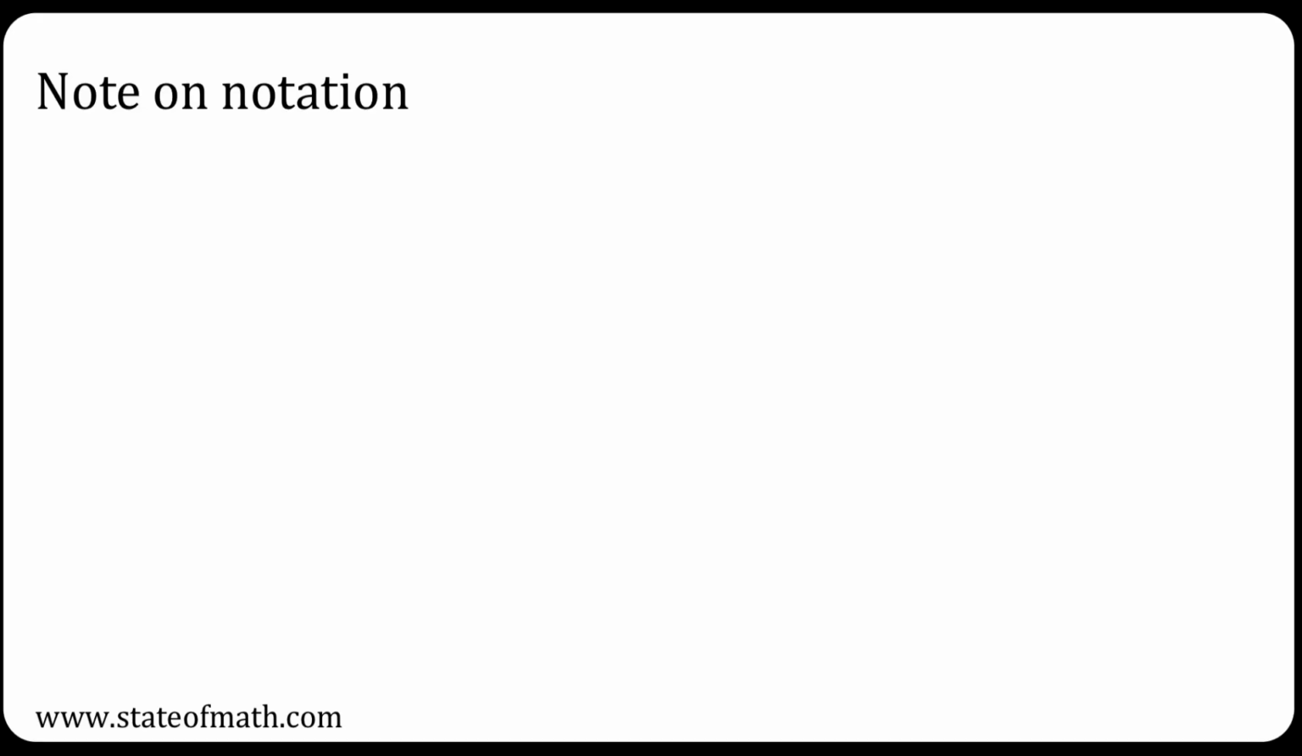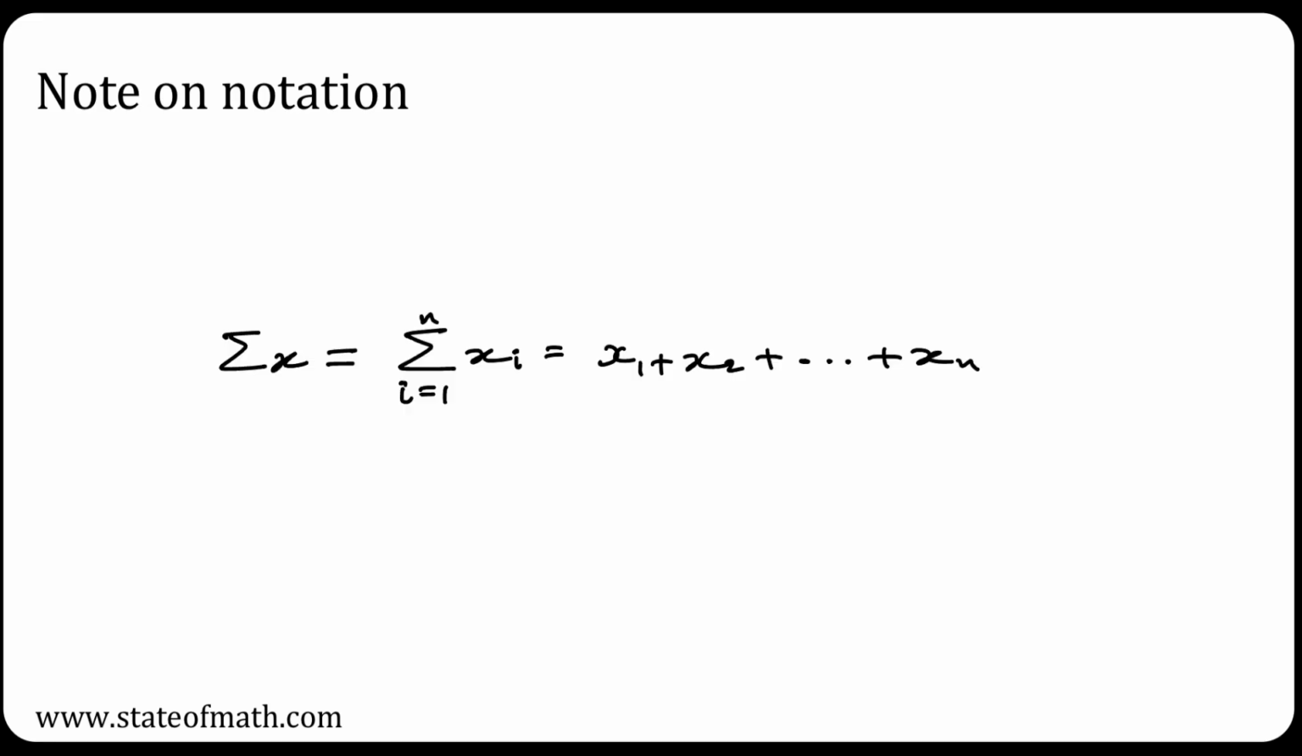Before we start, a note on notation. When we have sigma x, what we mean is the sum of all the xi terms between i equal to 1 and n. So what we want is x1 plus x2 all the way up to xn.